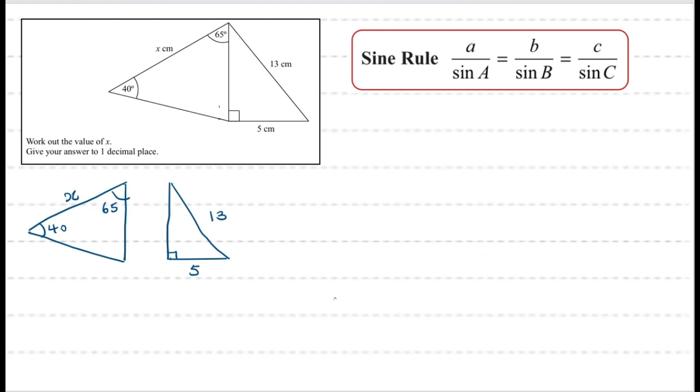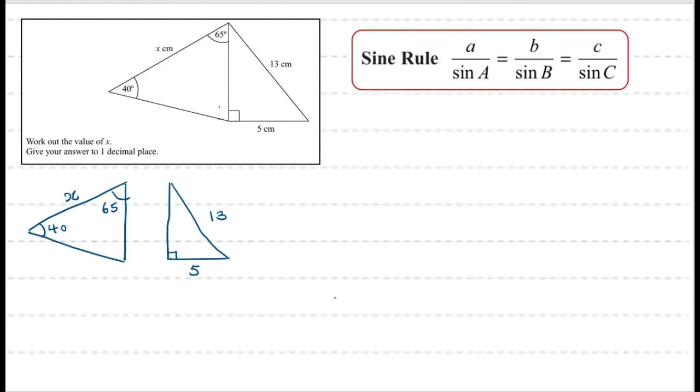In this question, we have 2 triangles that are attached together along one of the sides, and the question wants us to work out the value of x and give our answer to 1 decimal place. We separate the triangles so that we can analyze them easier.